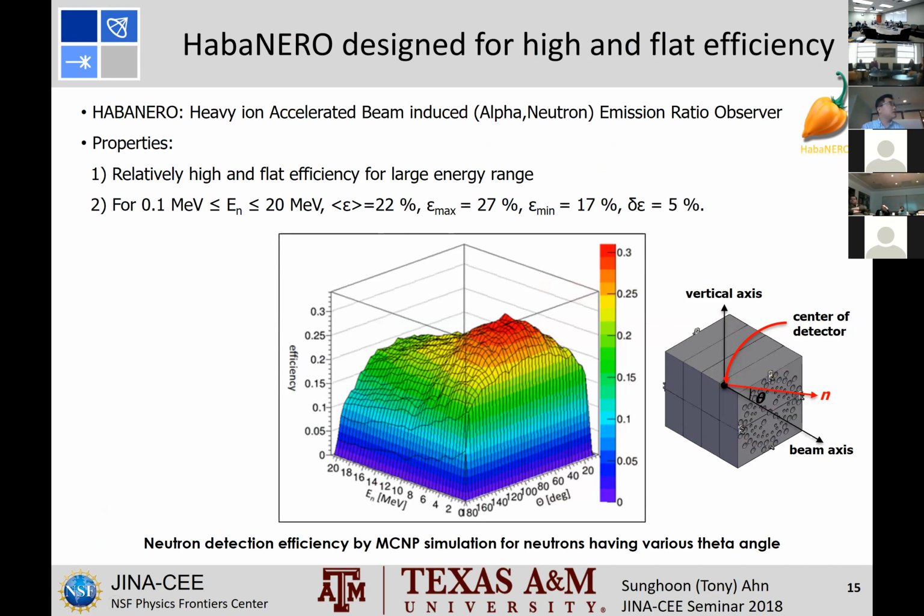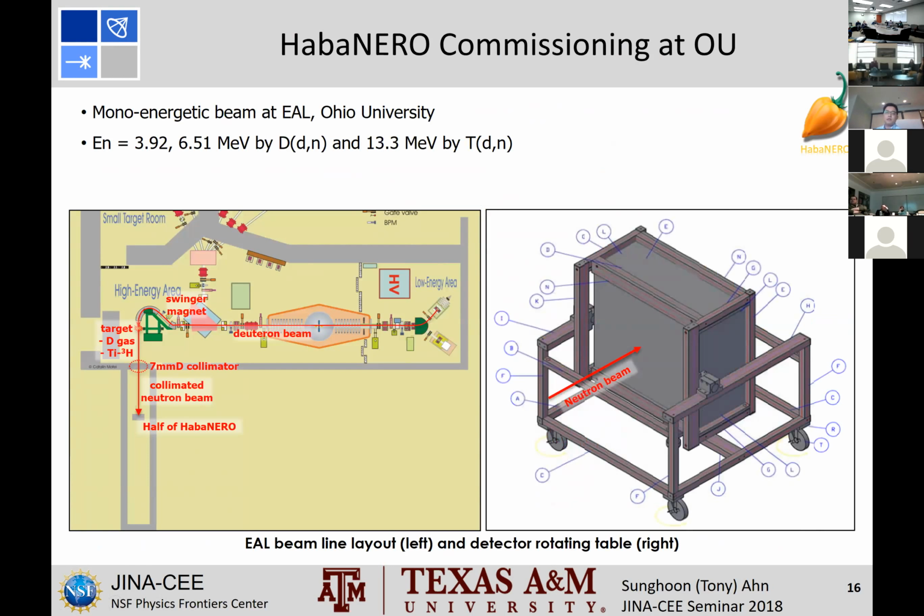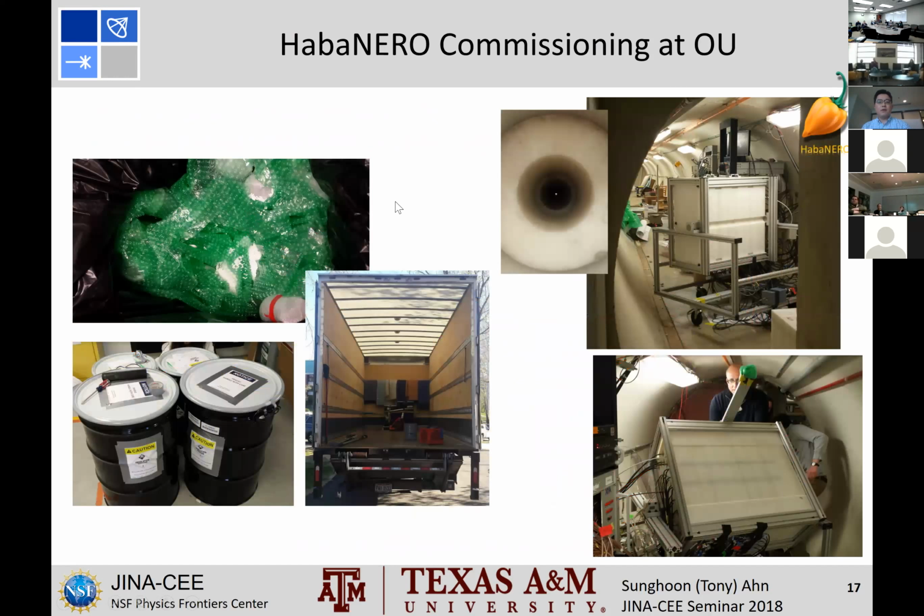So once we developed this, we brought it down to Ohio University, Edwards Accelerator Laboratory, which can provide a monoenergetic neutron beam by accelerating a beam bombarding deuterium gas or tritium to create the neutrons. We used a 7 millimeter diameter collimator to make a small beam, which arrived at our half of a HabaNERO detector setup. The right picture shows the design of the table, so we can measure the efficiency at different angles in theta and phi. That's how we set up. We had three different energies, about 4 MeV and 7 MeV by the DDn reaction, and 14 MeV by the TDn reaction.